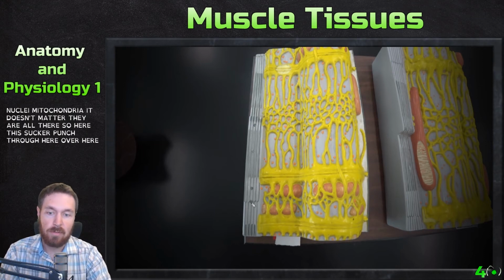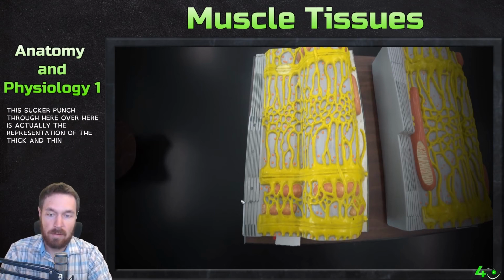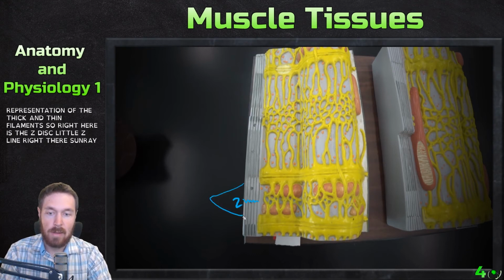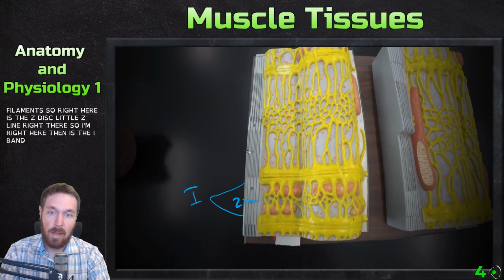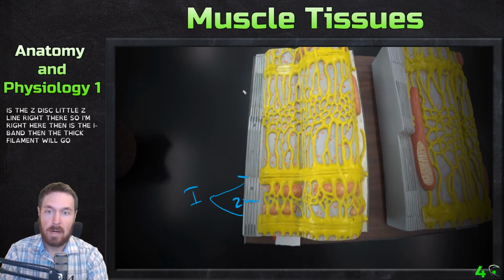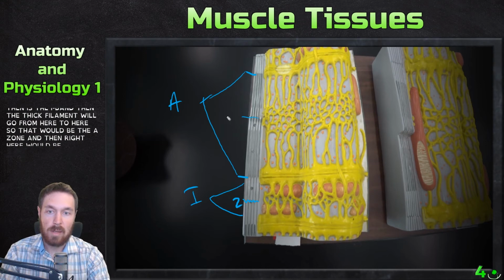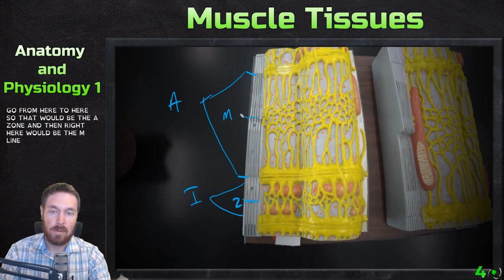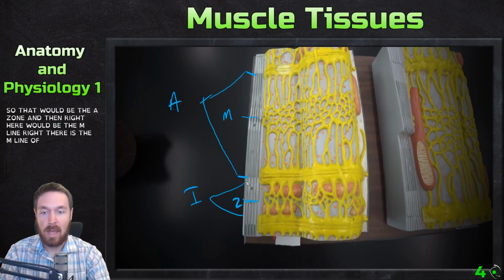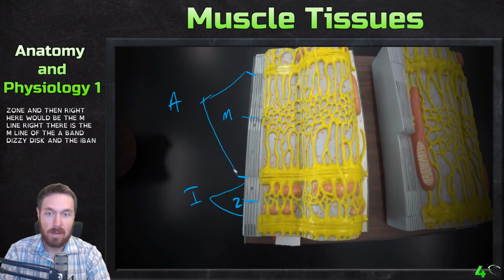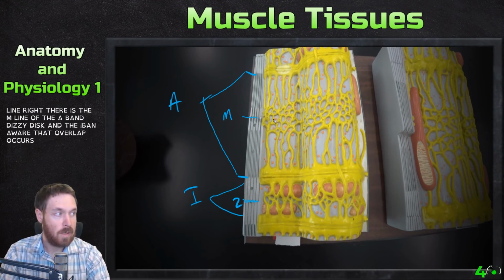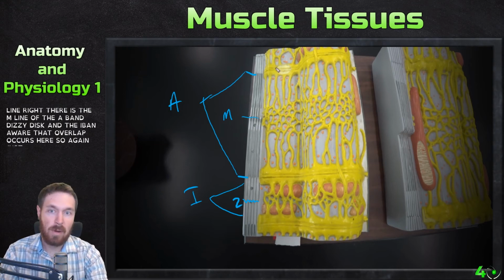Over here is actually the representation of the thick and thin filament. So right here is the Z disc. So we can see that little Z line right there. So then right here is the I band. Then the thick filament will go from here to here. So that would be the A zone. And then right here would be the M line. So right there is the M line of the A band. The Z disc and the I band are where this overlap occurs here. So again, just another representation of where we find this.